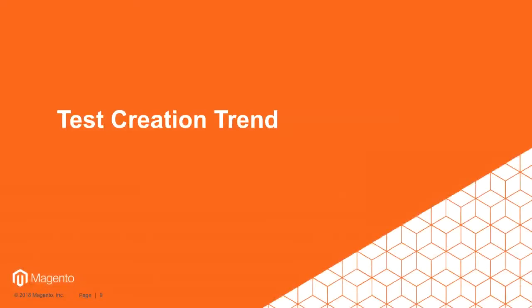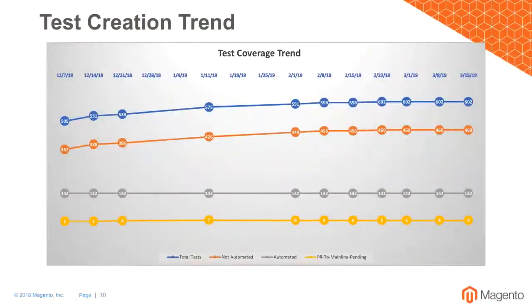Our test creation trend, as I've said, is flat. That's because we're right in the middle of an execution run. We expect once we finish that up to then bring these numbers up again. And we hope, I think, to be finished with our manual execution by next week, but we'll update on that in our next call.